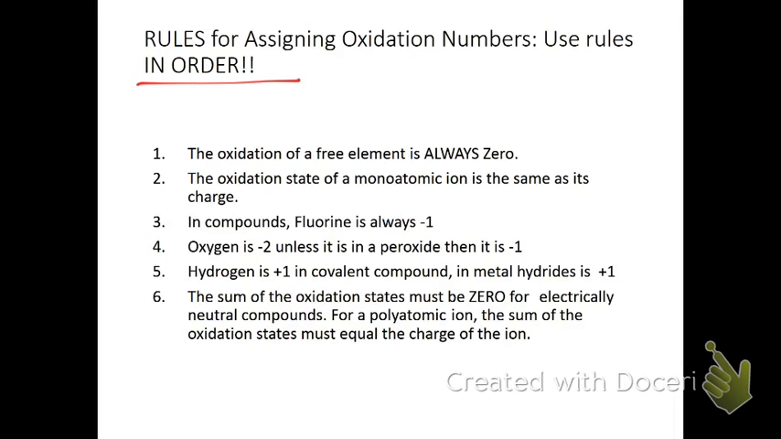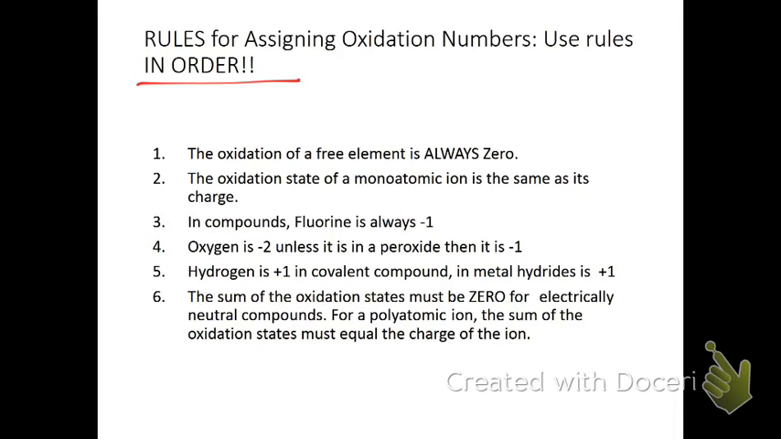Okay? Rule number 3 says, in compounds, fluorine is always a -1. Always a -1 in a compound. Not the case with chlorine, bromine, iodine, but it is for fluorine. Why does fluorine always get to be a -1? What do we know about fluorine? It's the most electronegative, right? Which means in the battle for the electron, it always wins. So it'll always get that electron. Okay? So it's always going to be a -1 in a compound.